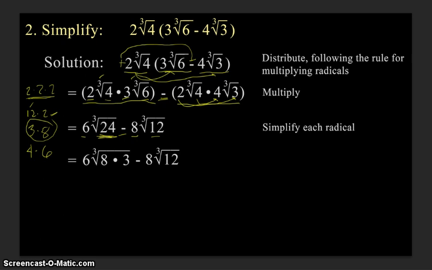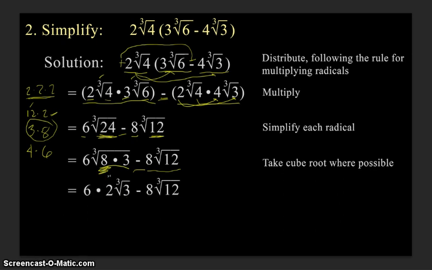Okay, so ito na siya. So 8 times 3 minus yung 12 naman dito is 12 is not a perfect cube root. So isulat na lang natin yan. Okay, so take cube root where possible. So dito yon sa 8. Cube root of 8 is 2. So lalabas si 2. Cube root of 8 is 2. So 6 times 2.